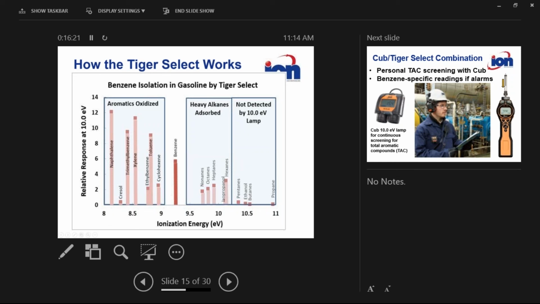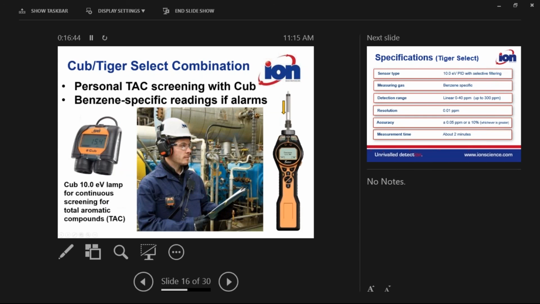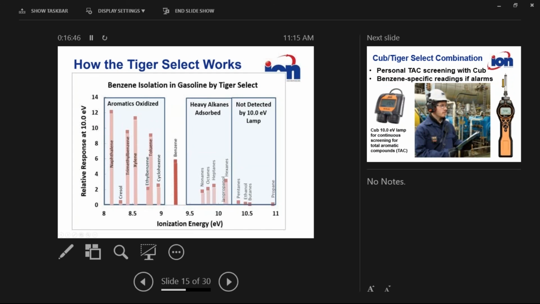And so that's why we use the 10.0 lamp to remove the response to these. And then the tube filters out these heavy alkanes by absorption, and the ones that are lighter that get through the tube, physically get through the tube, or could get through the tube, they are actually oxidized. They are oxidized by the chemical reagents on the tube.